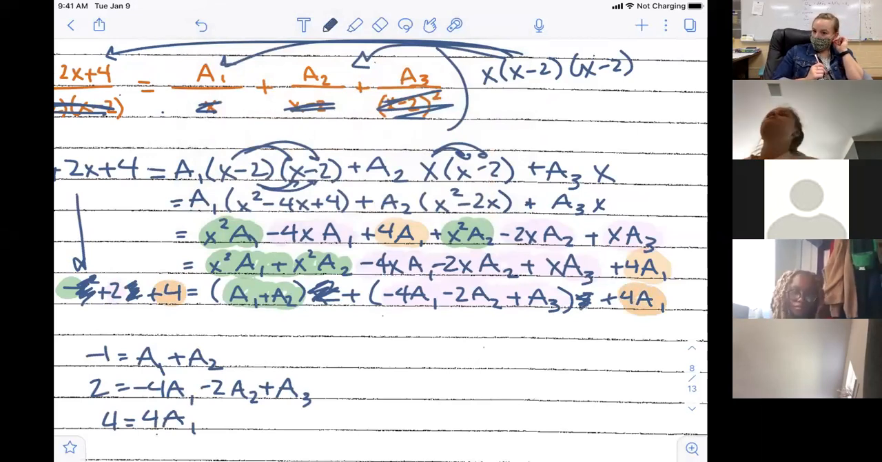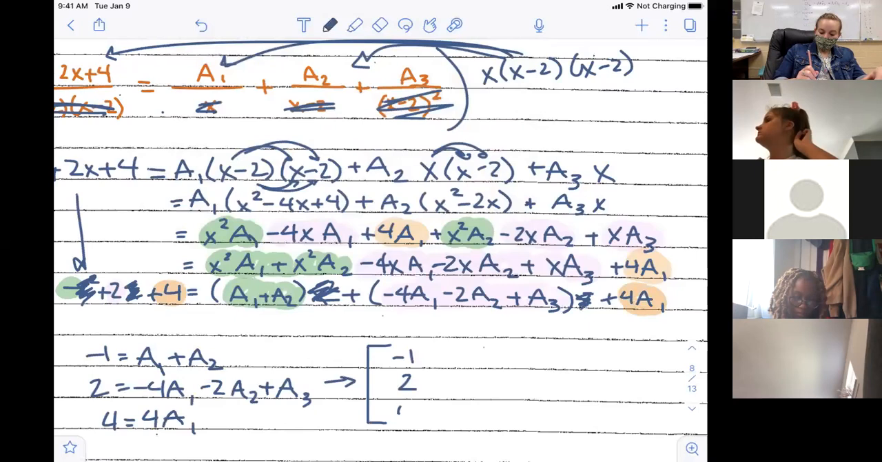Any questions yet? All right, now I write these into an equation. Again, you can do other methods. If you want to talk about what other methods you could use to solve this, let me know. I just think inverse is the easiest one. So my solution matrix is negative 1, 2, 4.